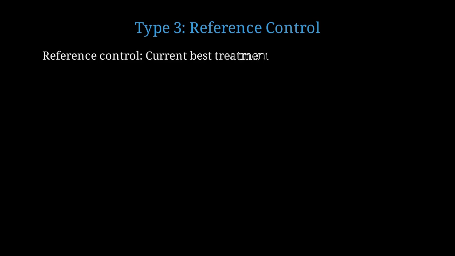Type 3 is a reference control, also called a standard control. This is used when you're comparing your treatment to the current standard treatment. A reference control represents the current best available treatment. This is especially important in medical research, where you need to show your new treatment is better than what's currently used. For example, if you're testing a new chemotherapy drug, your reference control would be the standard chemotherapy currently prescribed. You need to prove your new drug is at least as good, or preferably better.